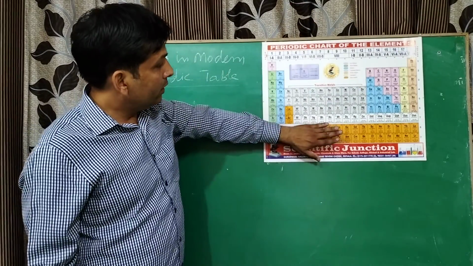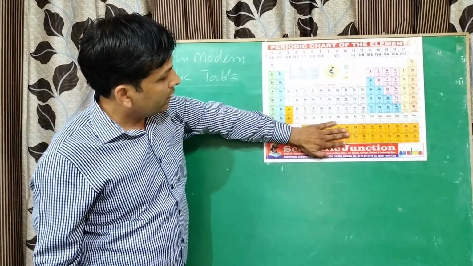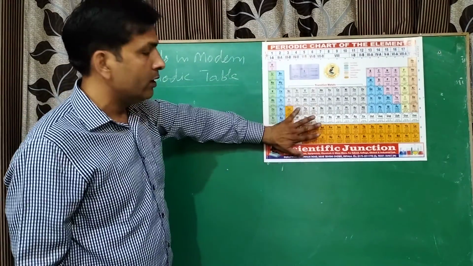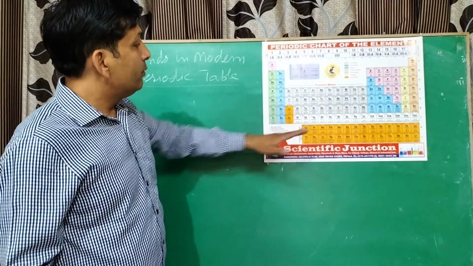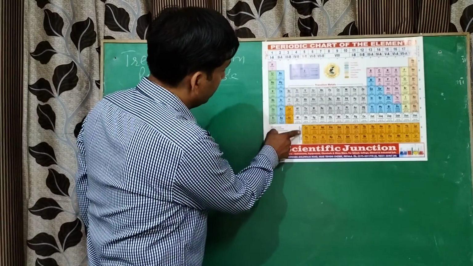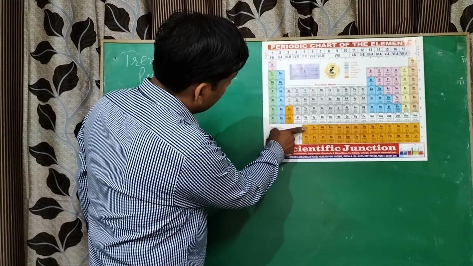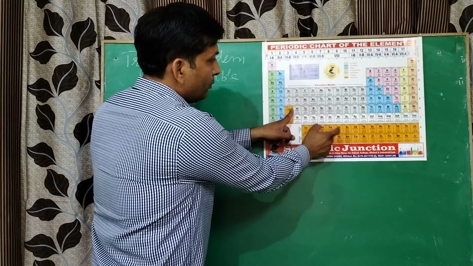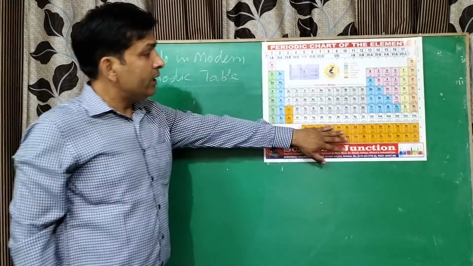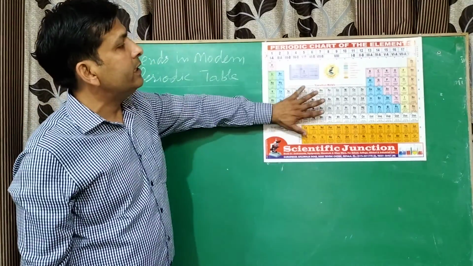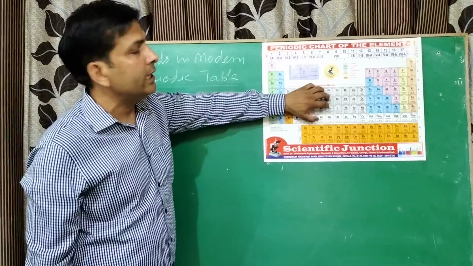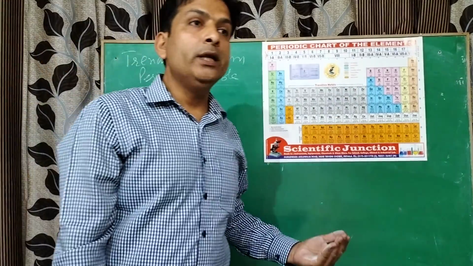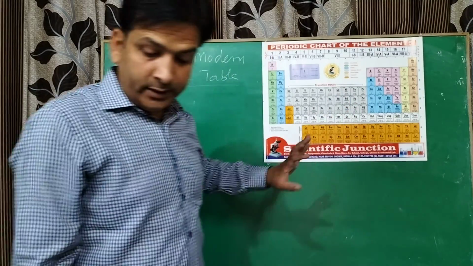Now one thing more: these two horizontal lines are placed outside the table. Why are they placed outside the table? Because if they are placed over here, their position, atomic number 58, should be placed here. Its position is here, but it is placed outside. If they are placed here, then they will make this table deformed. The shape of the table will not be good. That's why they are placed here.